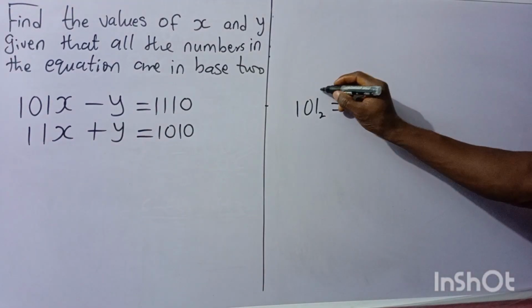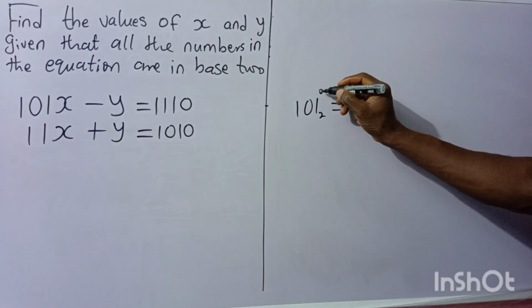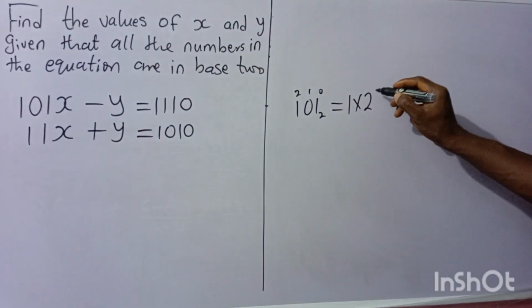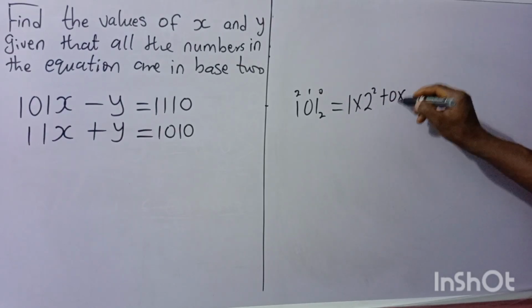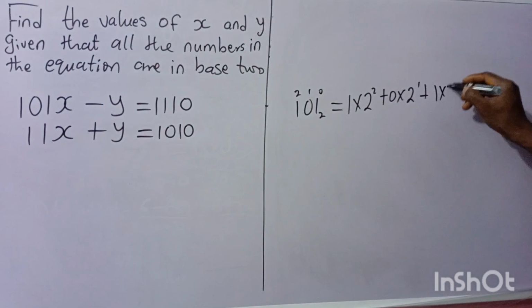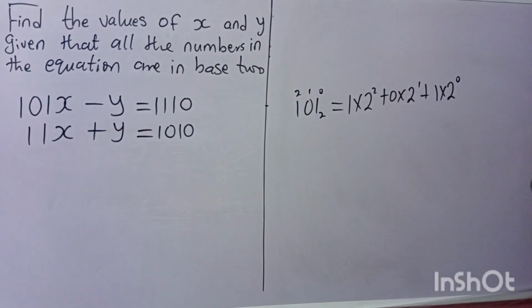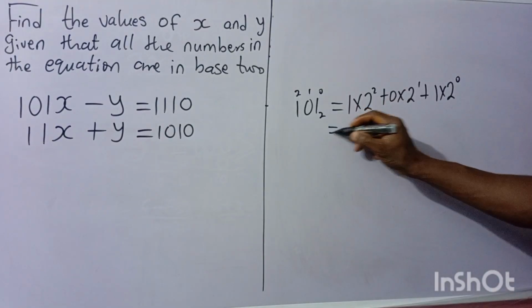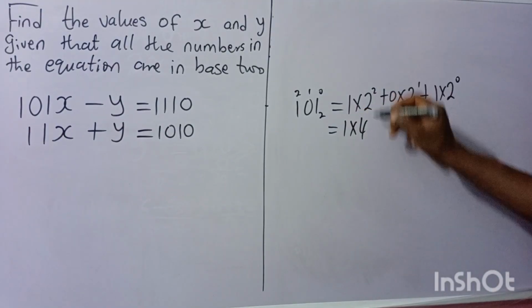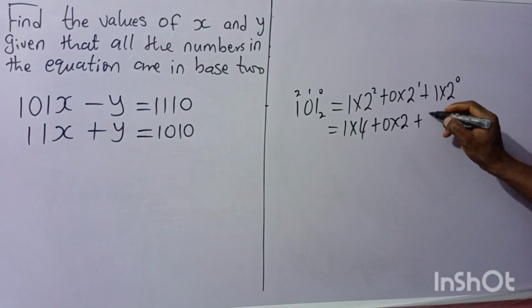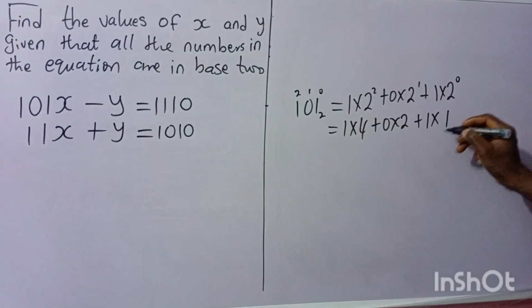Alright, so to do that, we have 101. So from here, 0, 1, 2. 1 multiplied by the base 2 to the power 2, plus 0 multiplied by 2 to the power 1, plus 1 multiplied by 2 to the power 0. That is the conversion of a binary number to a decimal number, that's base 10. 1 multiplied by 4, since 2 raised to power 2 is 4. 2 raised to power 1 is 2. Anything raised to power 0 is equal to 1.